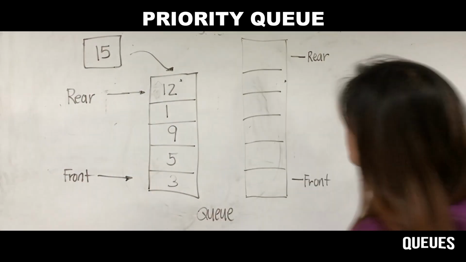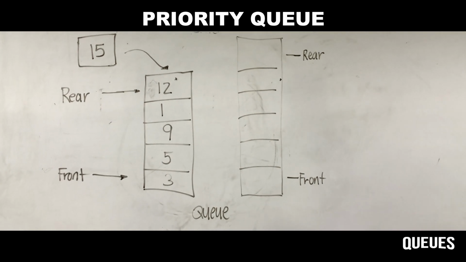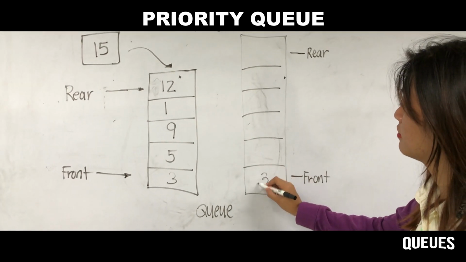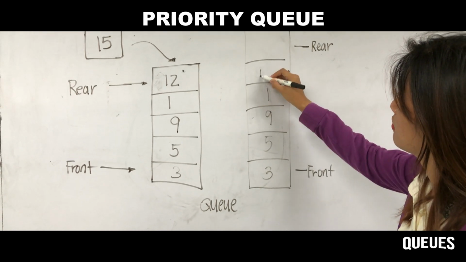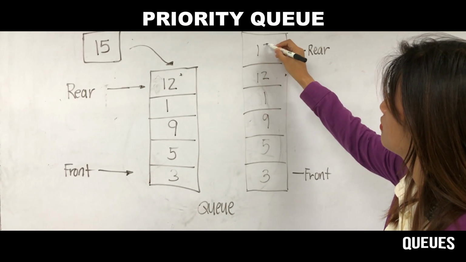In a priority queue, items are ordered by key value so that the item with the lowest value of key is at the front and the item with the highest value of key is at the rear, or vice versa.